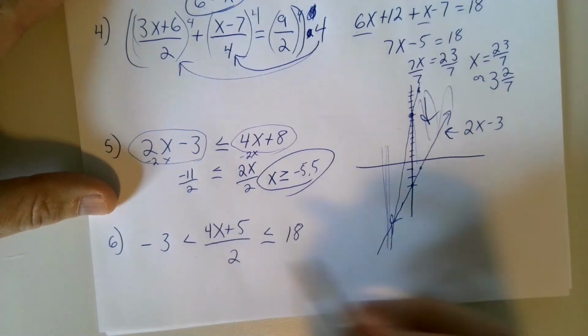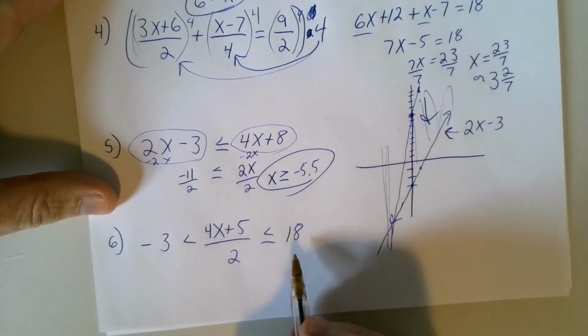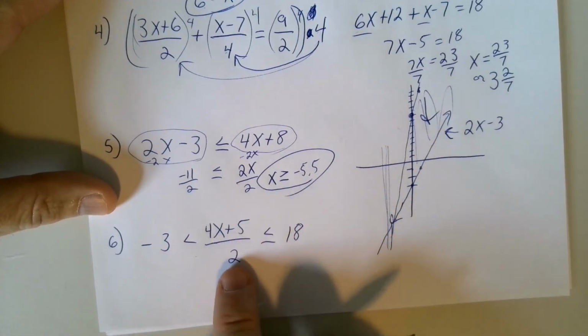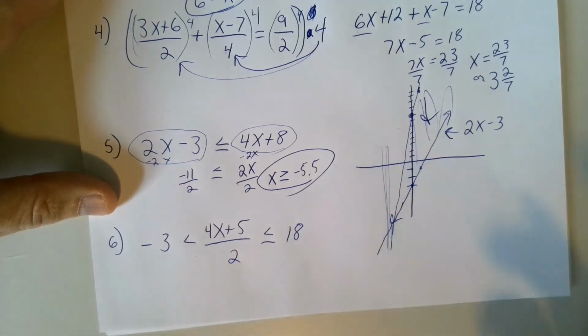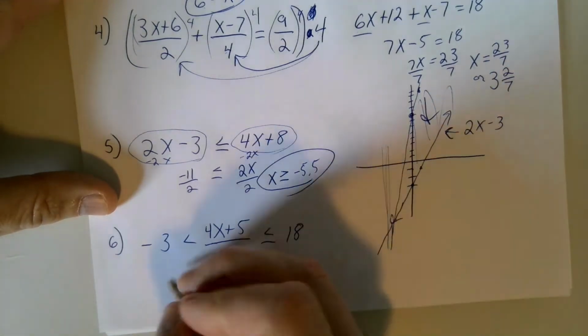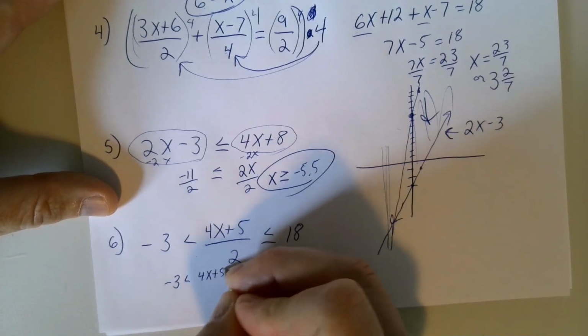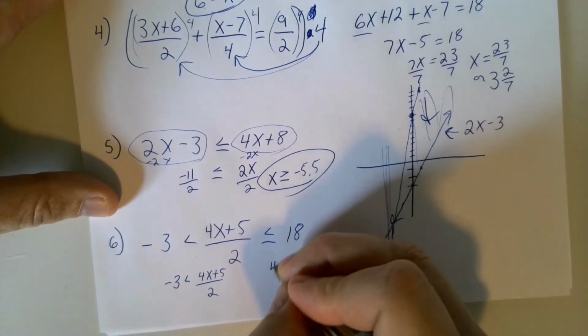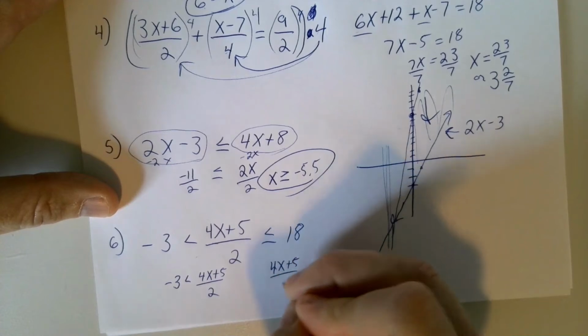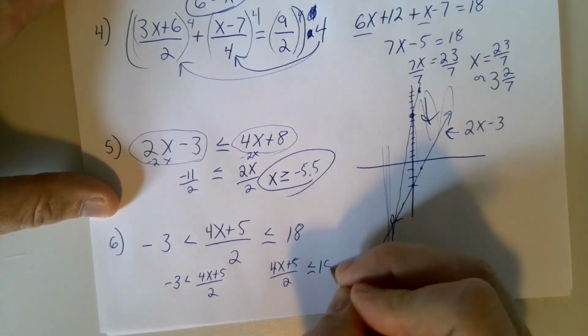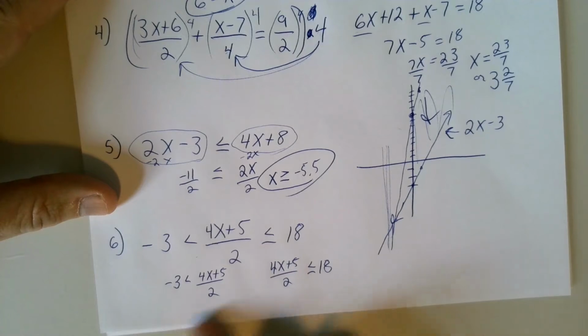When I have this, this is called a compound inequality. So negative 3 is less than 4x plus 5 over 2, which is less than or equal to 18. I'm going to do both independently. So negative 3 is less than 4x plus 5 over 2, and 4x plus 5 over 2 is less than or equal to 18. And I'm going to solve both of these separately.